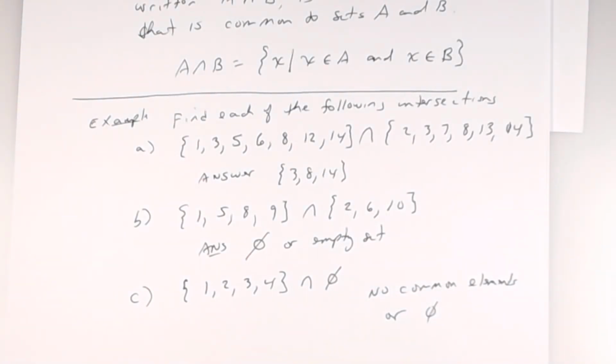Alright? So this has 4 elements, this has how many elements? None, there's nothing in it. So obviously there's not going to be anything in common, right? So no common element, or you can just say what? Empty set. Okay? Alright. So if you have a set, intersect the empty set, then it's automatically what? Empty set. Okay?